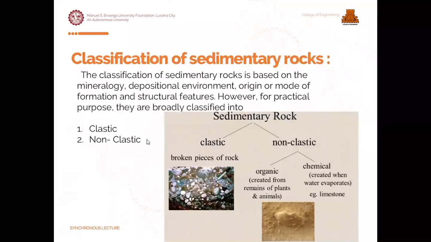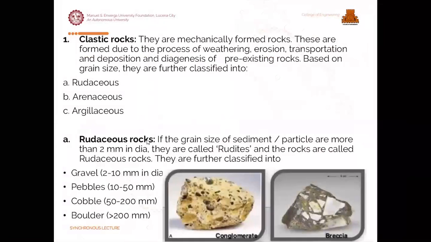So ito yung classification of sedimentary rocks. Classified siya broadly into clastic and non-clastic. So pag sinabing clastic lang is, may particular na component yung sedimentary rock na yun, ano. So dito, pag sinabing clastic rock, so mechanically formed rock siya. Okay? So dahil siya sa weathering and erosion, then based on grain size niya.